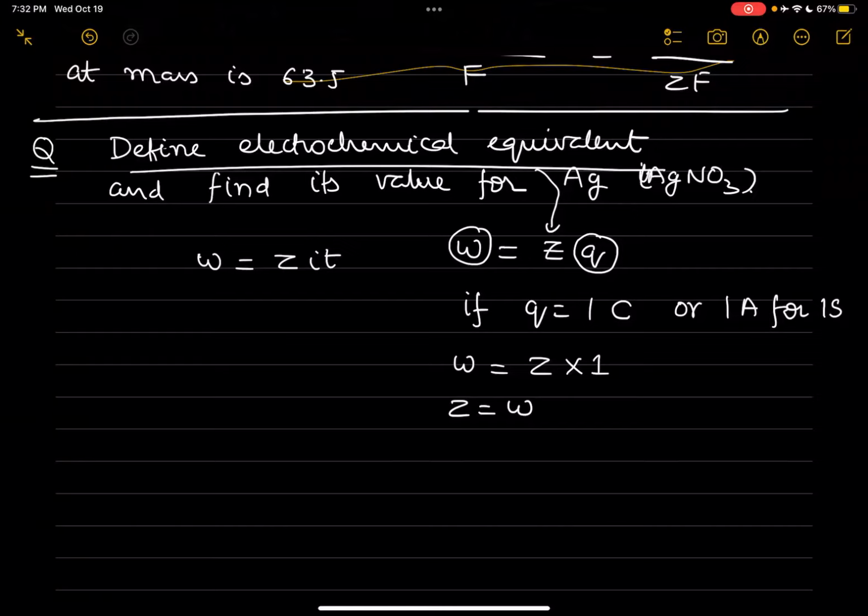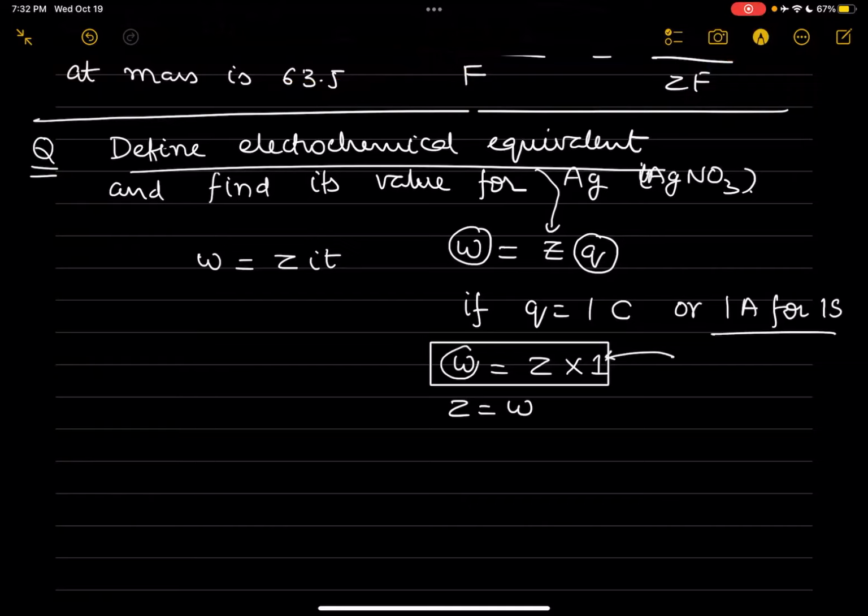Got it? Yes, sir. So when I pass 1 coulomb charge or 1 ampere for 1 second, the amount of substance deposited will be equal to Z. So experimentally it can be found out. You need to do a very basic thing. What you can do is take a cell, pass the current through it, just 1 ampere current for 1 second, and measure how much mass of copper is deposited.